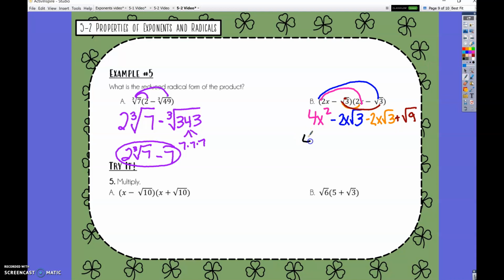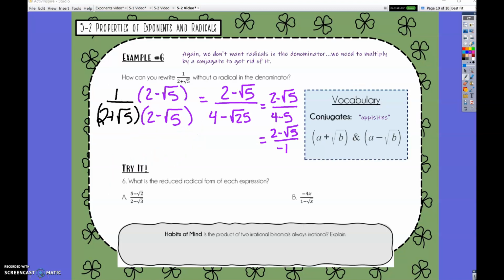Here I have my 4x squared. I've done my rainbow distribution here, multiplied them carefully. My middle terms actually can combine. I've got negative 4x root 3s, and the square root of 9, because 3 times 3 is 9, it's still the square root, would make 3, and that would be our final answer. You can try the try-its and check the answer key from your teacher.